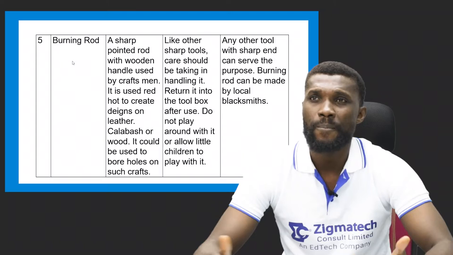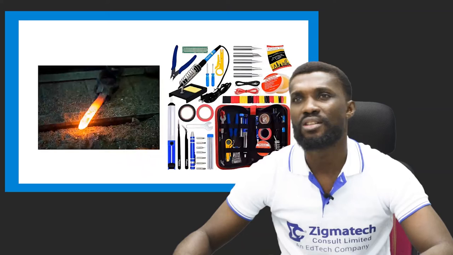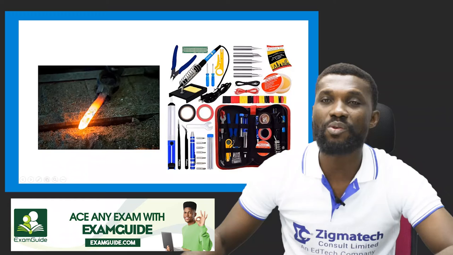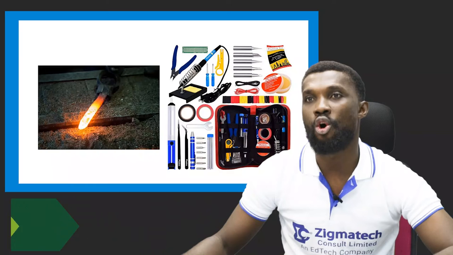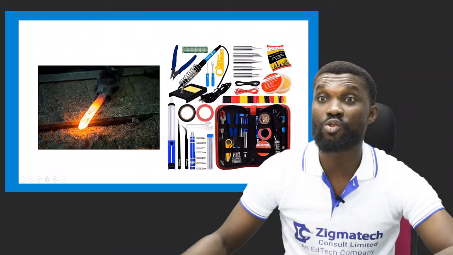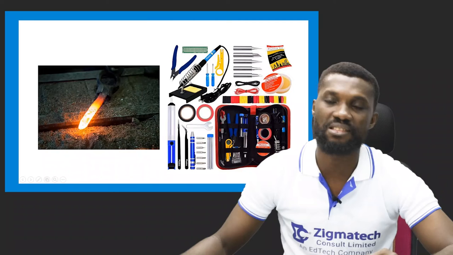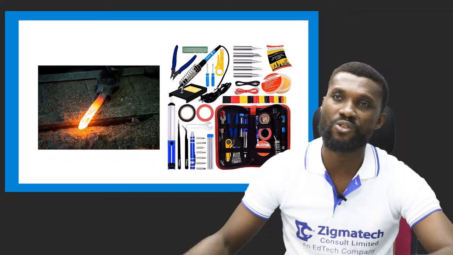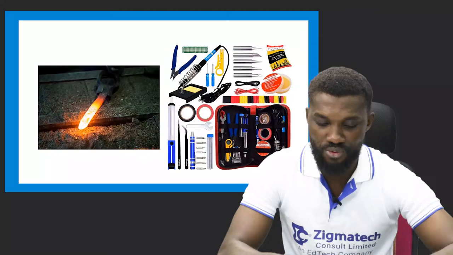So now let's take a good look at some pictures of this burning rod. Now can you see? You see how red the iron is. So we can actually use this to create any image we want on any material we intend working on. So for the electrical one, this is the solder iron. It is usually very, very hot. So we use that to engrave things, to seal things, to burn things, to mention a few. Its functions cannot be overemphasized. Even the electronic engineers use it to join capacitors or resistors on any circuit. So that is one of the tools the artists use.